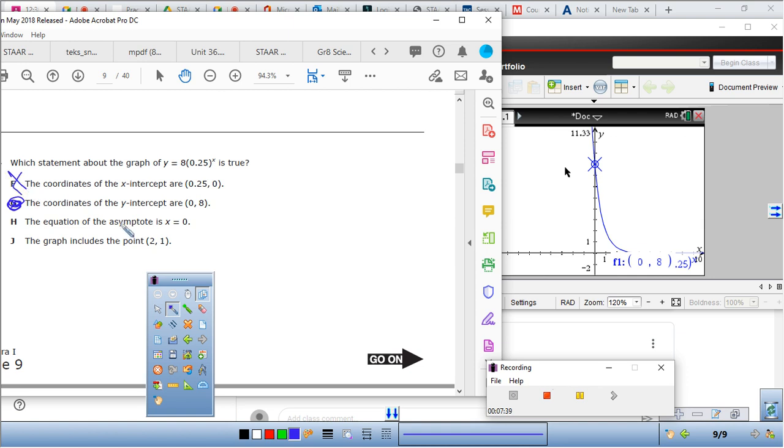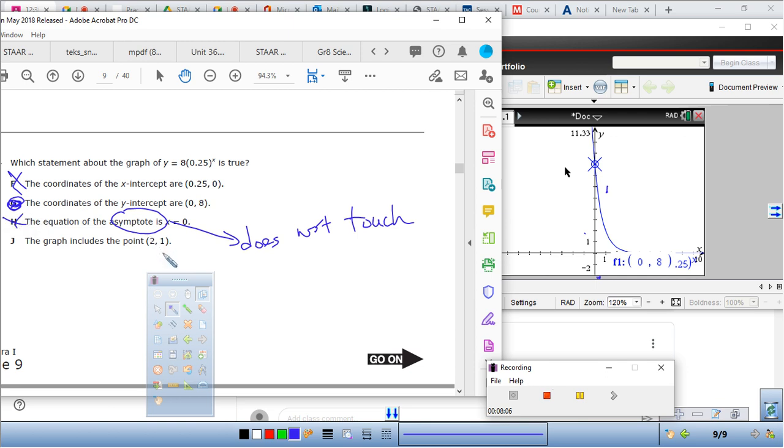Remember, this one's out. This one says that an asymptote means it does not touch. What's wrong with this? It does not touch. And x equals 1 is right here. It's a line that goes up and down like that. Yes, it does touch, so that one's out.